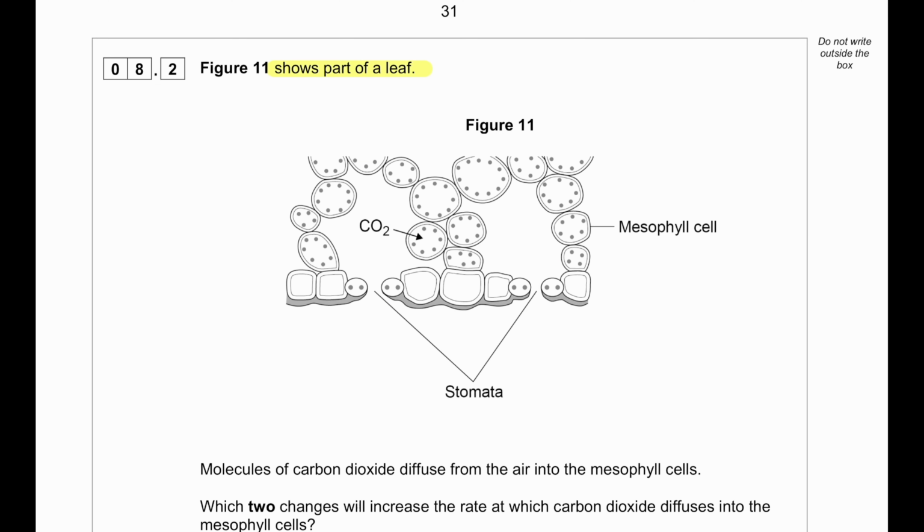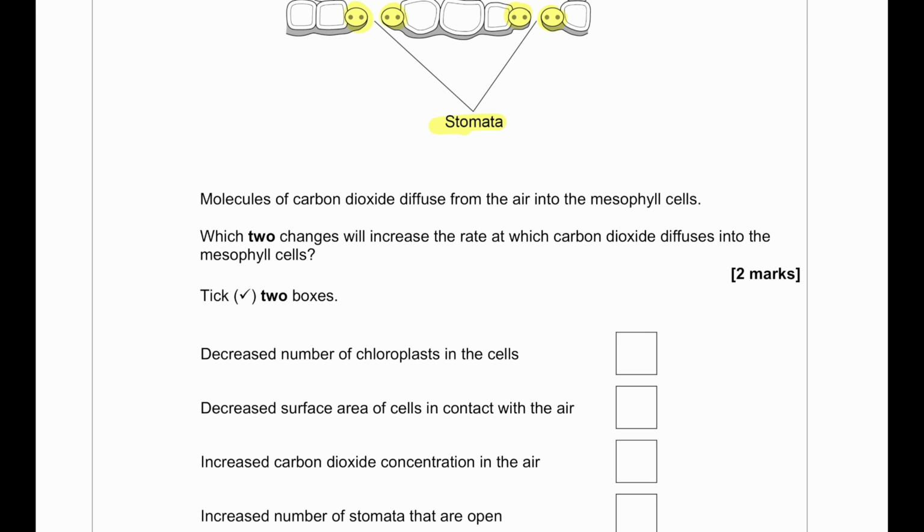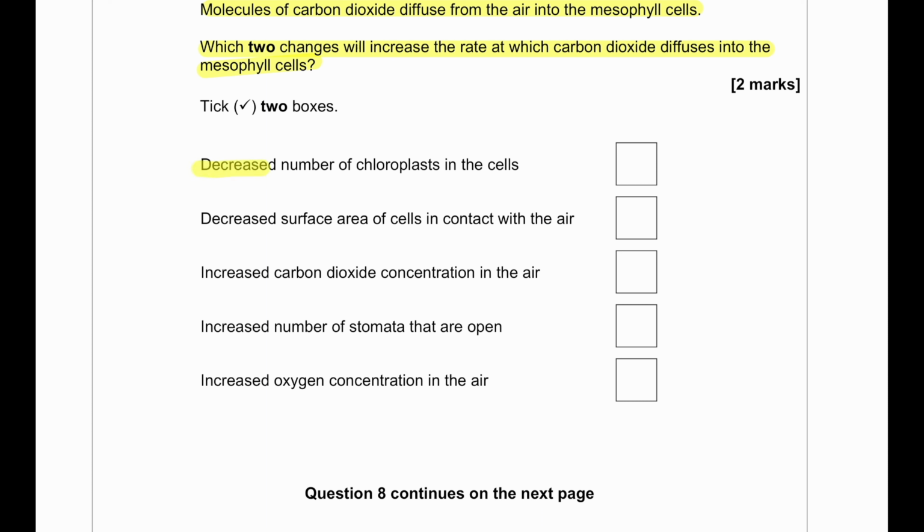Figure 11 shows part of a leaf. We can see stomata. Then we have molecules of carbon dioxide that diffuse from the air into the mesophyll cells. Which two changes will increase the rate at which carbon dioxide diffuses into the mesophyll cells? Decreased number of chloroplasts in the cells. Because we say that there's increased rate for carbon dioxide diffusion, decreasing chloroplast will require less carbon dioxide, and thereby this is not going to be the correct answer.